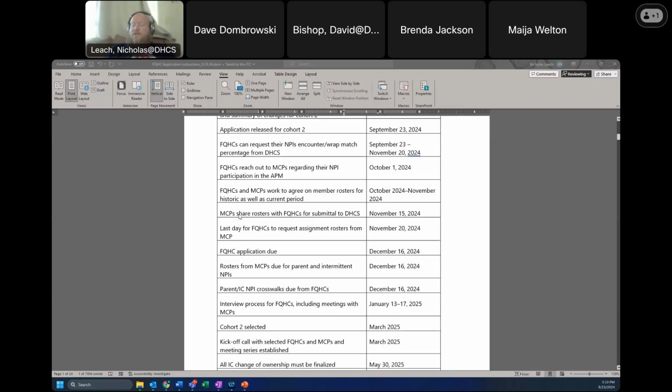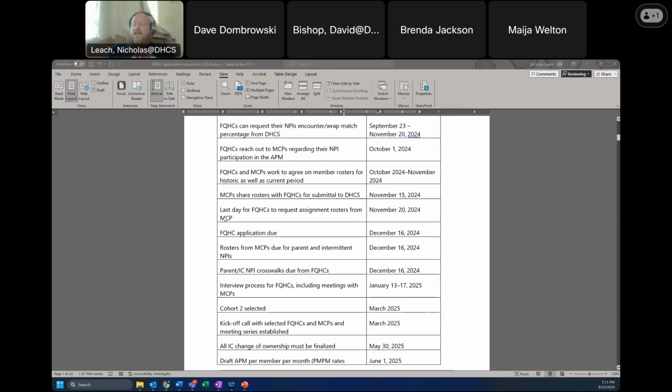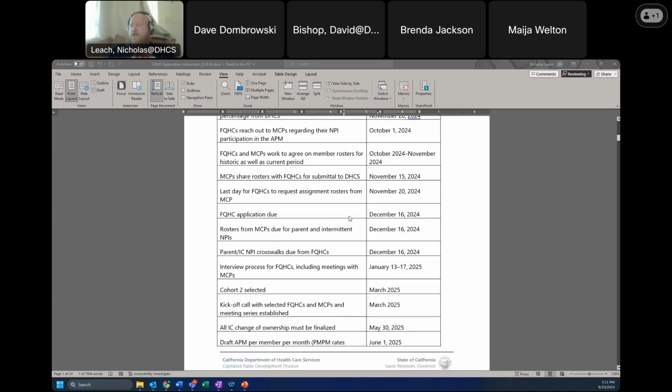The MCPs will be sharing the rosters with the FQHC before submission to DHS to make sure everybody's on the same page. The last day for FQHCs to request assignment rosters from the MCP will be November 20th. There is a lag between when the MCP gets your request and their ability to put together the file and submit it to DHCS. So we're setting that kind of deadline to make sure that the FQHCs are reaching out and not doing any last minute requests to the MCP, which may not get fulfilled and submitted by the December 16th deadline. As you can see here, applications are due on the 16th.